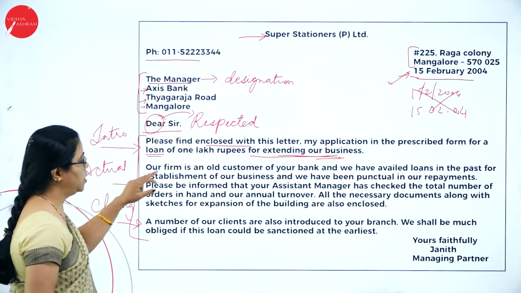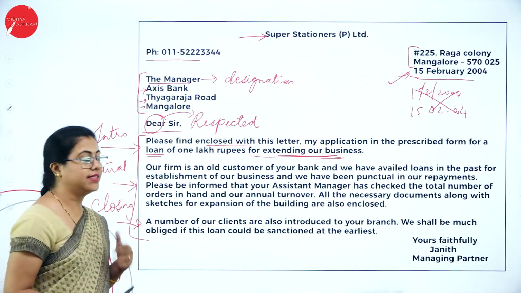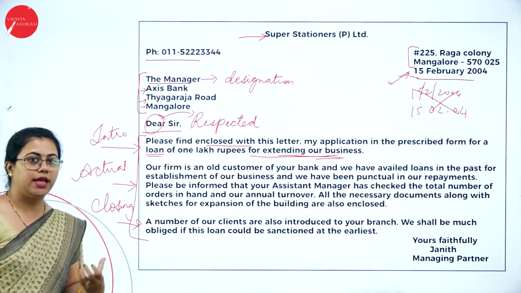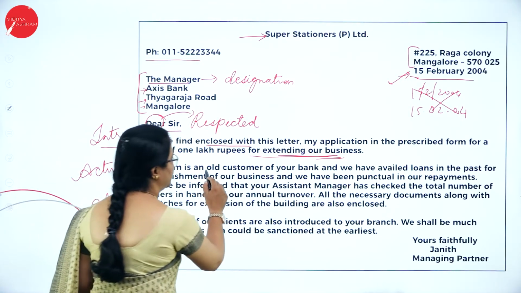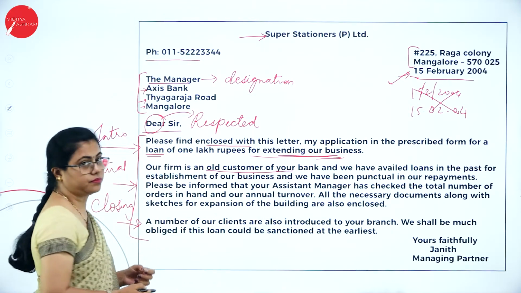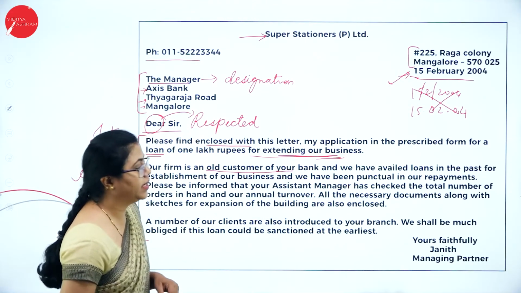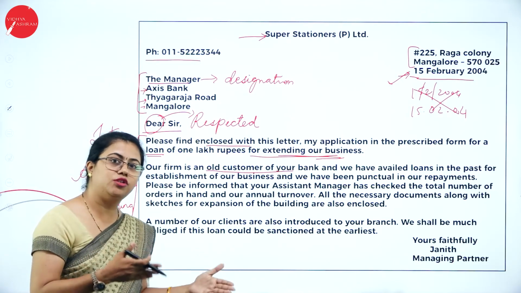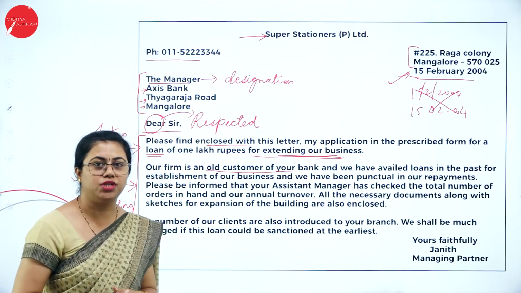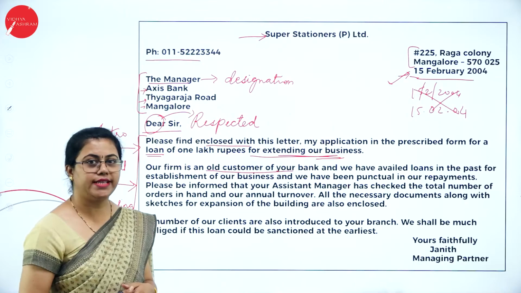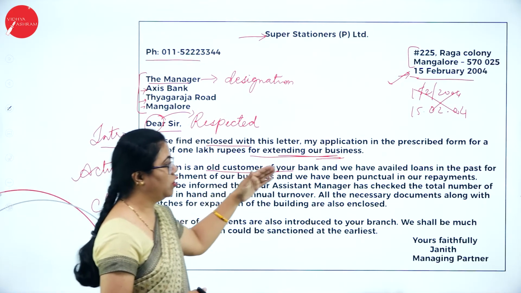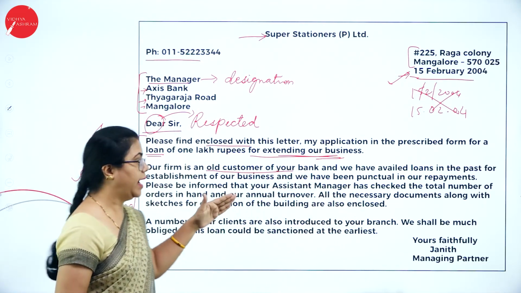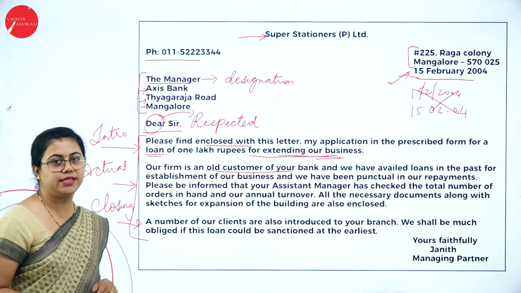Fine. So our firm is an old customer of your bank. See how they draw that goodwill to the company's side. This is an old customer of your bank, and we have availed loans in the past. So he also gives a record of what has happened earlier. They have already availed loans in the past and they have a clear repayment history also.